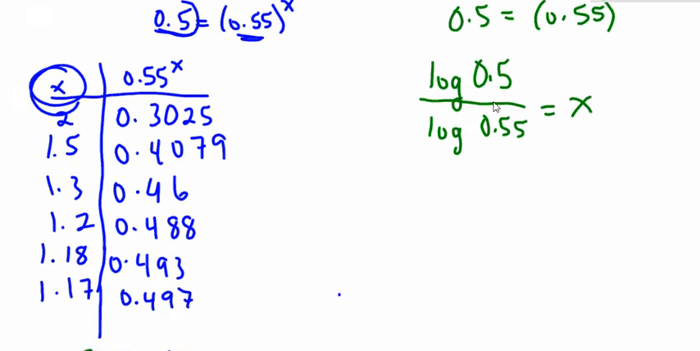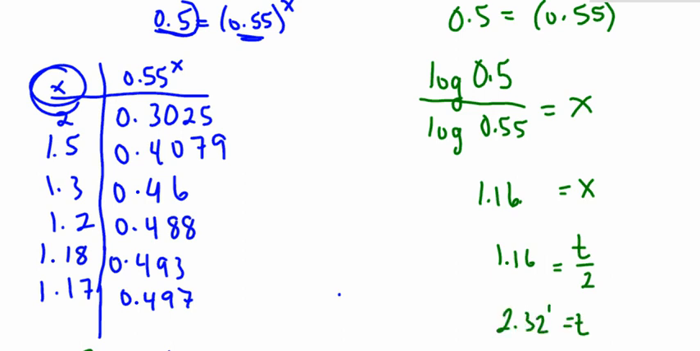So if I just simply take my calculator and type log, oh, where's my log button? Log 0.5 divided by log 0.55, I get an answer directly, and it tells me that x equals 1.16, which means that t over 2 is 1.16, so t is equal to 2.32 hours.